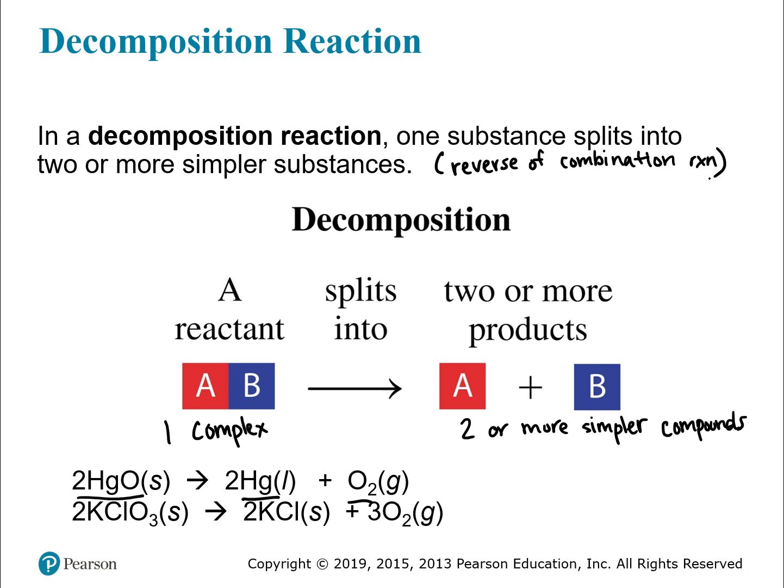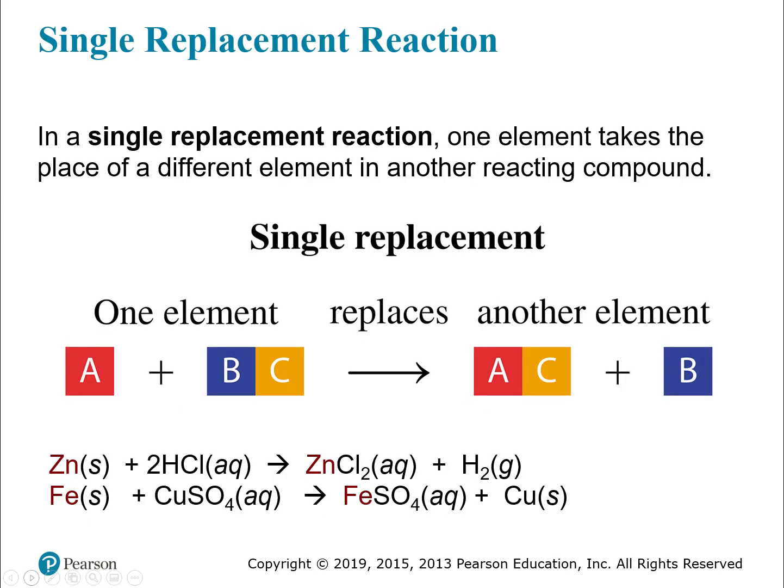So if you can remember one, just know the other is the opposite. Next type is a single replacement reaction. In these kinds of reactions, one element takes the place of a different element in another reacting compound. So let's say that you've got A, and you're placing it into a solution of BC. Okay? So A is a solid of some kind, BC is an aqueous solution.